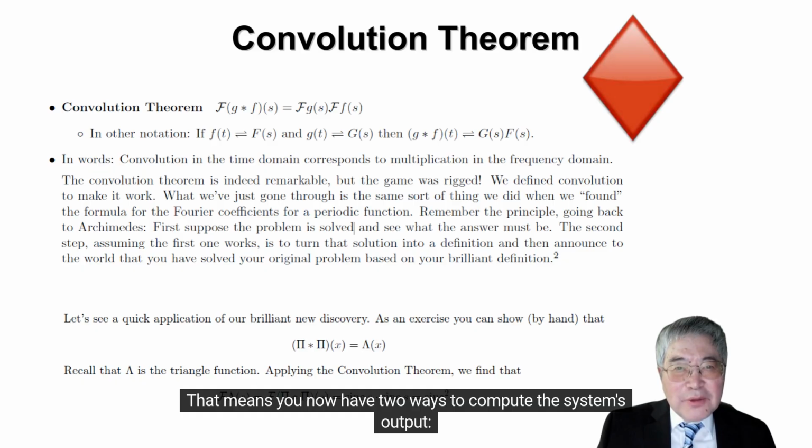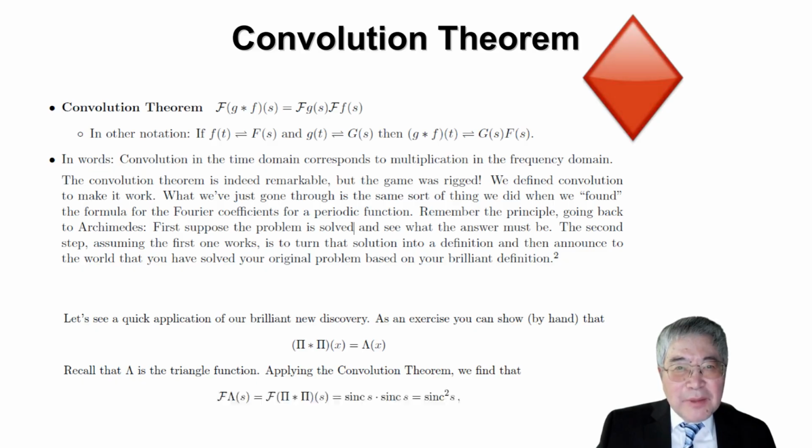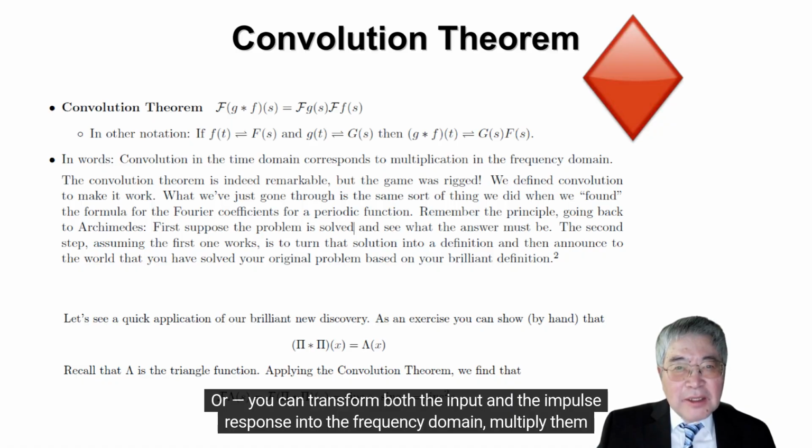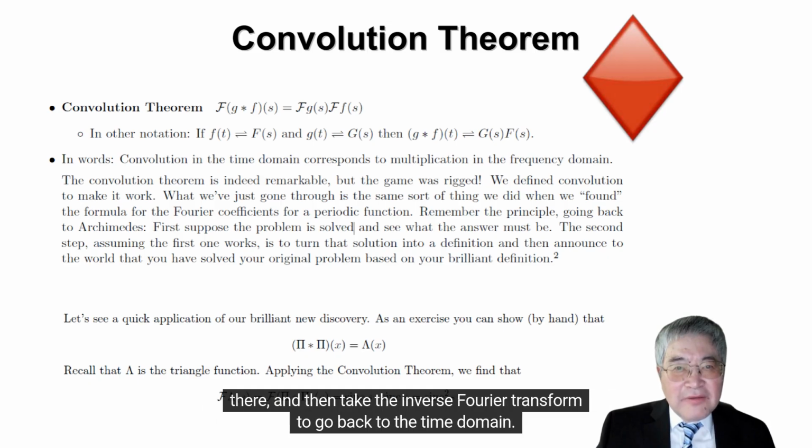That means you now have two ways to compute the system's output. You can do convolution in the time domain, or you can transform both the input and the impulse response into the frequency domain, multiply them there, and then take the inverse Fourier transform to go back to the time domain.